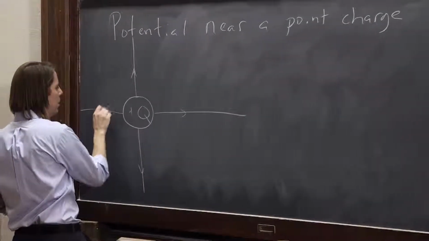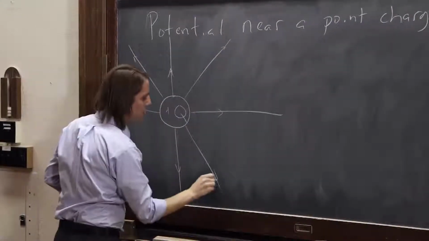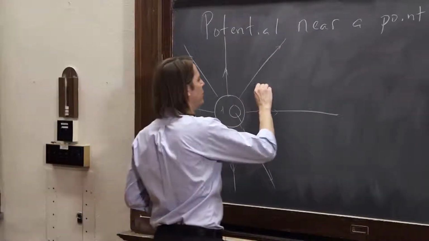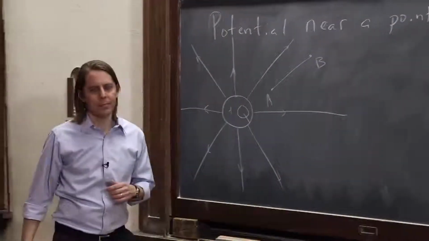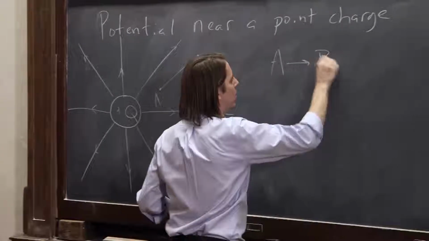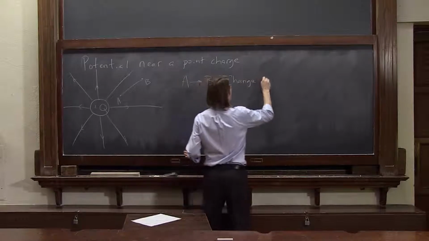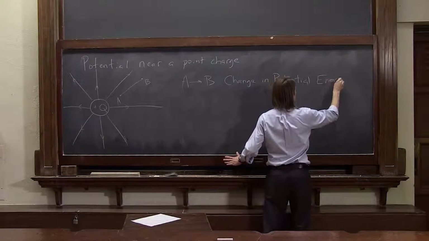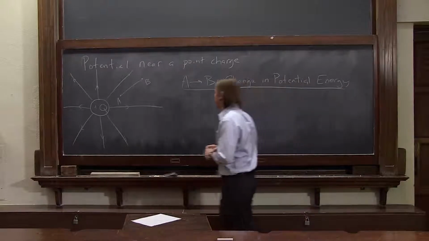Like that, and more field lines I like to draw like that. And let's think about the potential of a charge as it moves from point A to point B. Okay? So we're going from A to B. And first we want to calculate the change in potential energy. Okay? Change in potential energy. We'll get to the potential in a minute. But first, the change in potential energy.